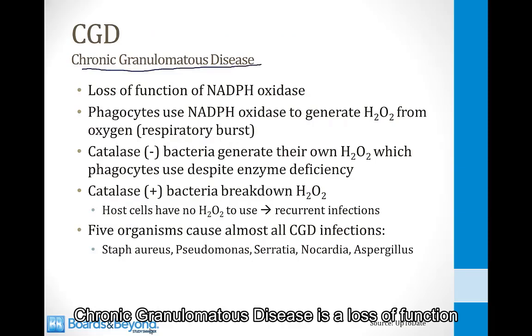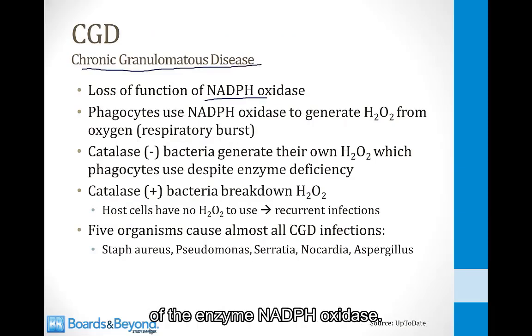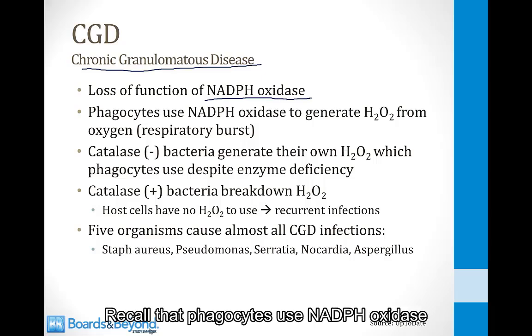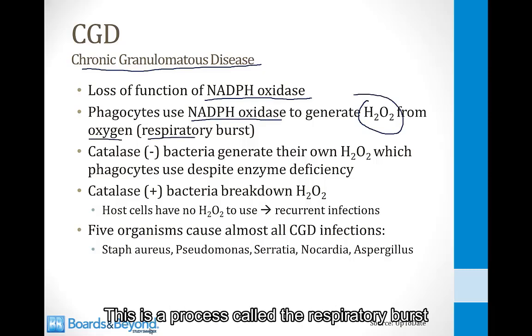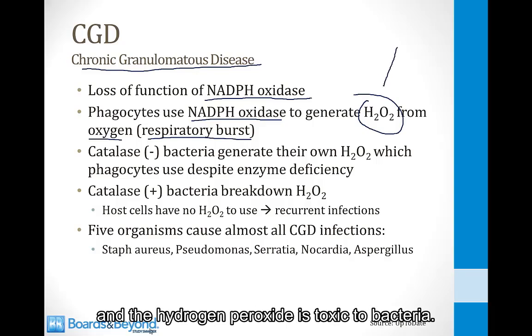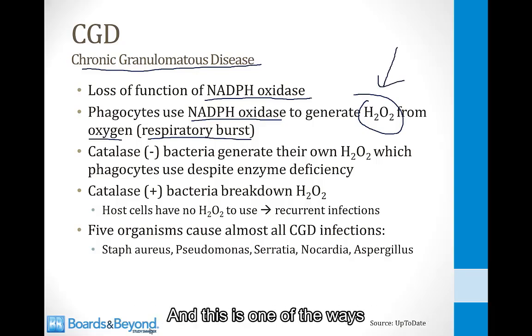Chronic granulomatous disease is a loss of function of the enzyme NADPH oxidase. Recall that phagocytes use NADPH oxidase to generate hydrogen peroxide from oxygen. This is a process called the respiratory burst, and the hydrogen peroxide is toxic to bacteria, and this is one of the ways that phagocytes can kill bacteria. Patients with this condition generally do not get infections from catalase-negative bacteria. And why is that the case?